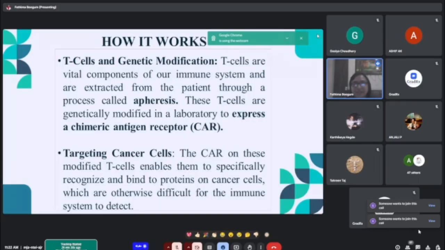We need to express the chimeric antigen receptor. So how will we express the chimeric antigen receptor? Any guesses? This receptor has to be expressed on the surface of the T cells. Which way can be used?